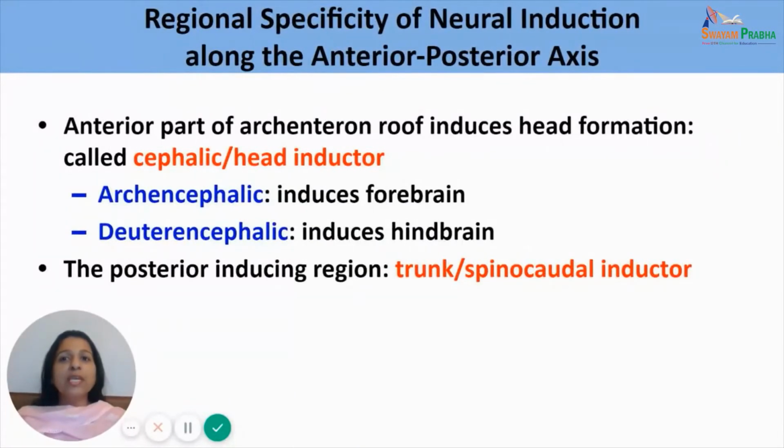There is also some regional specificity seen in the organizer. The anterior part of the archenteron roof induces head formation and is called the cephalic or the head inductor. This head inductor further is archencephalic, the portion which induces forebrain, and deuterencephalic, the portion which induces hindbrain. The posterior inducing region is known as the trunk or the spinocaudal inductor.